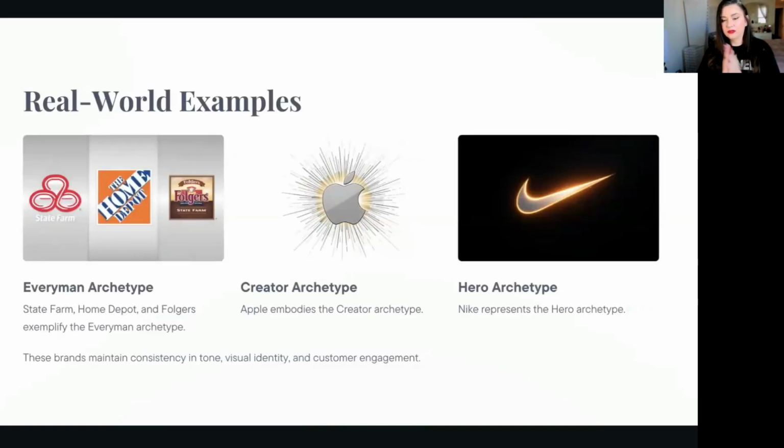So here's some examples of archetypes. The everyman archetype: State Farm Insurance, Home Depot, Folgers Coffee, the everyman, right? This is just, we're just like you. Creator archetype: Apple, like I mentioned earlier, because they're innovators. When you buy an Apple product, a card that comes with it says designed in California, which I think is a very interesting word to choose, but speaks very highly to how much they've thought about their brand and what they want to convey and what they want you to feel.